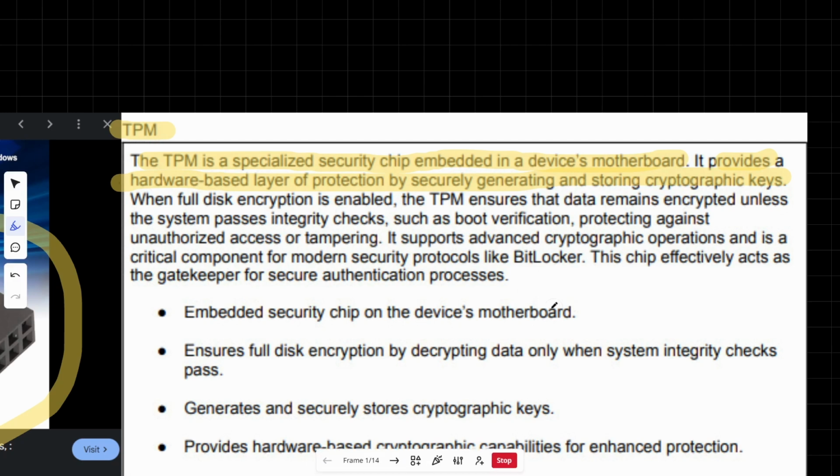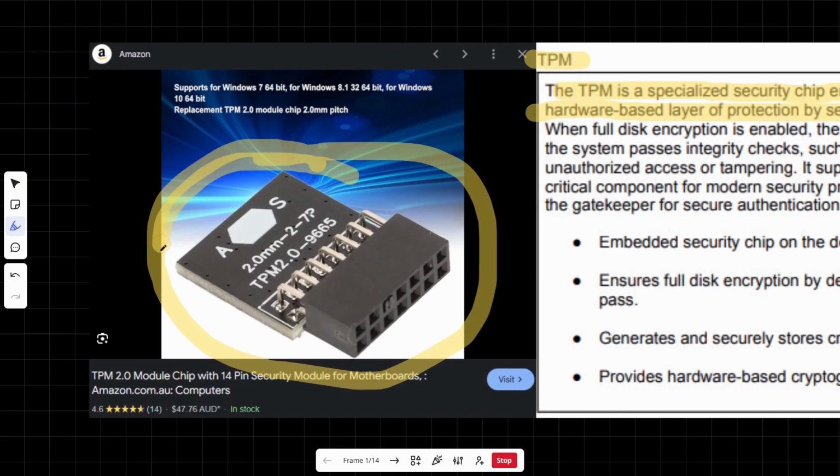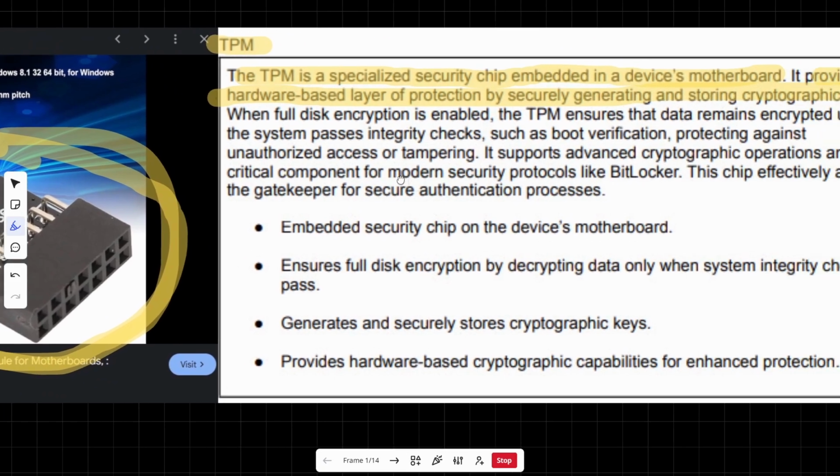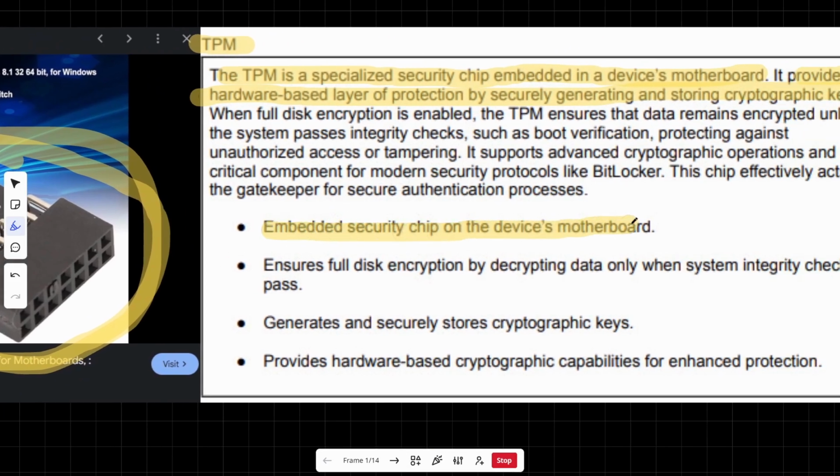In that case, it was email headers. But just know that basically the TPM is a hardware chip that goes on your motherboard that does cryptographic keys in order to encrypt data. Long story short, that's what you need to know. It is embedded onto the device's motherboard.